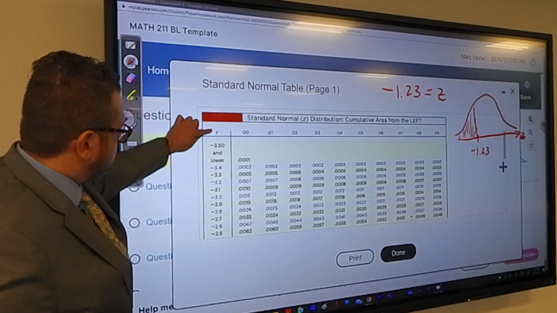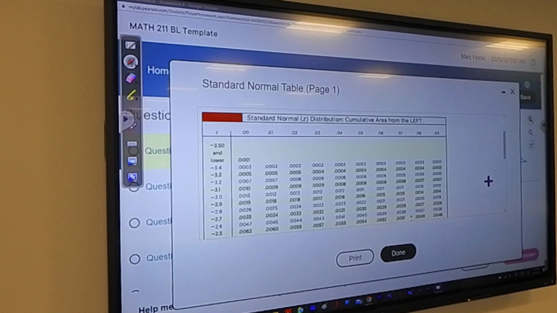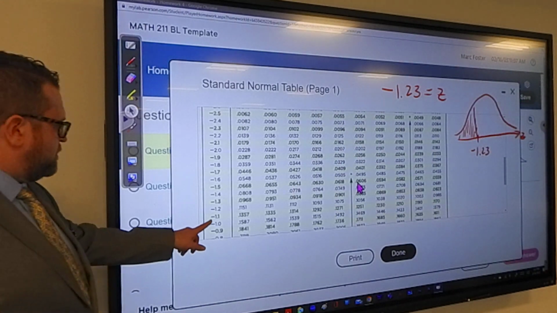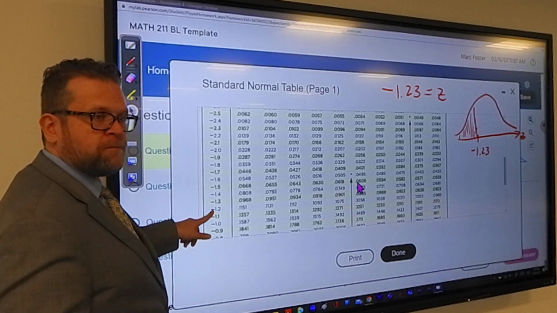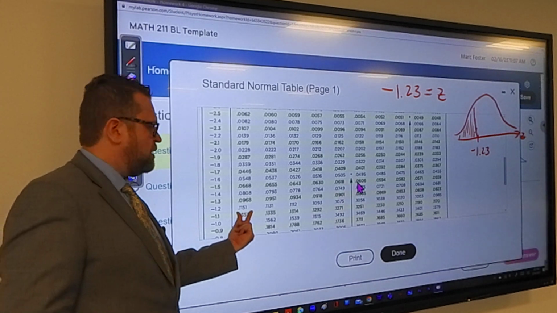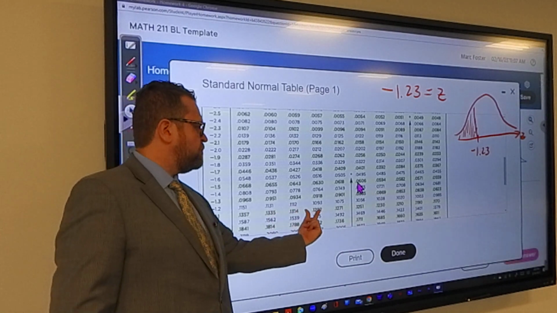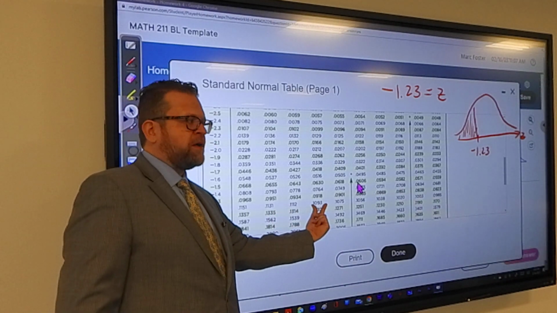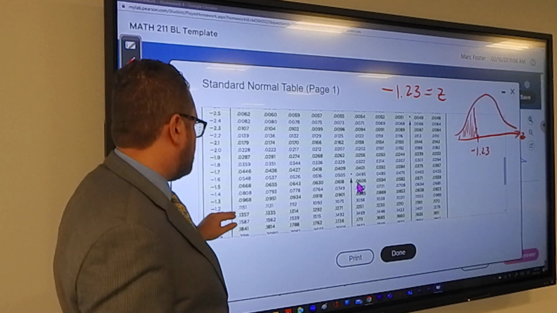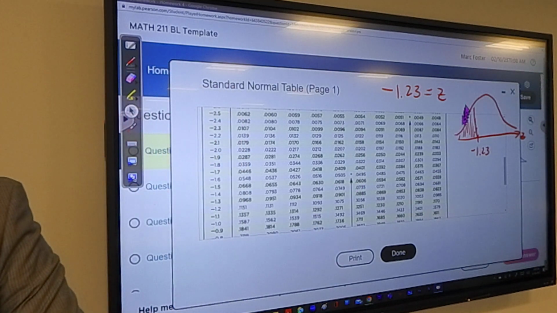Then in my table, this is the column for z. I would have to scroll down to the minus 1.2. There's minus 1.2. But this is the column for minus 1.20. And this is the column for minus 1.21 and minus 1.22. And then right there is minus 1.23. It says 0.1093.